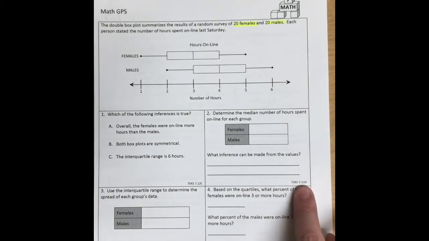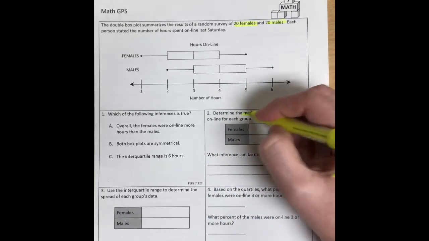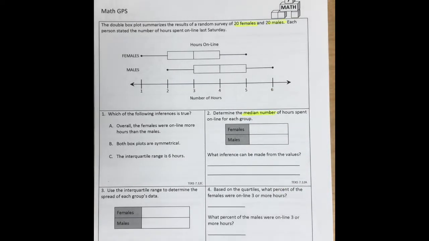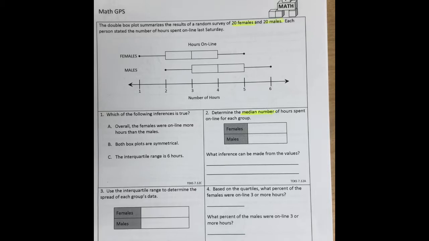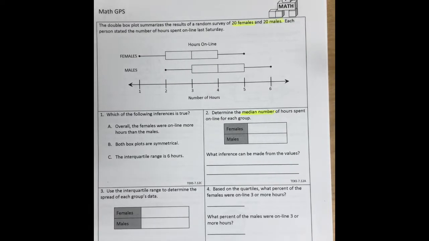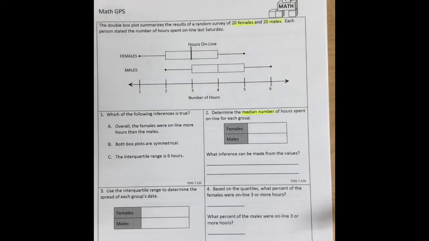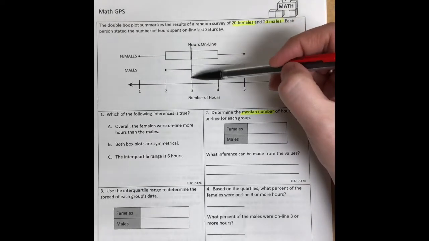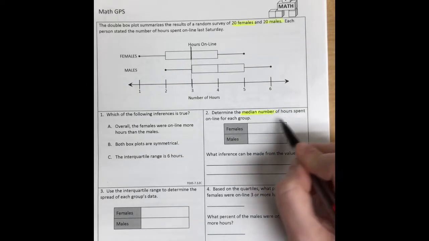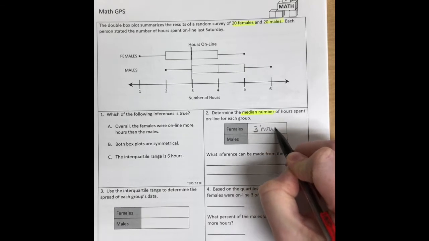Okay, this question is over the TEK that you're going to be doing. It says determine the median number of hours spent online for each group. Now, like when we did this one just a minute ago, and I found the median number, that's the line that's in the middle that connects your two boxes together. So if we look at our females, this right here connects our two boxes together. Our median number is 3 hours. So the median number of hours spent online for females is 3 hours.